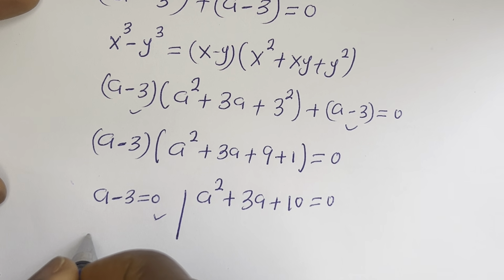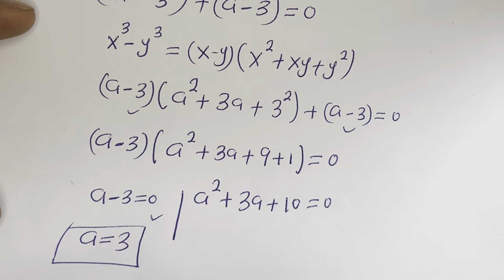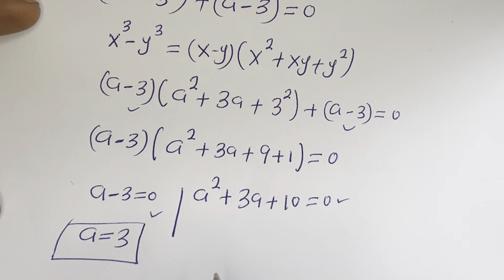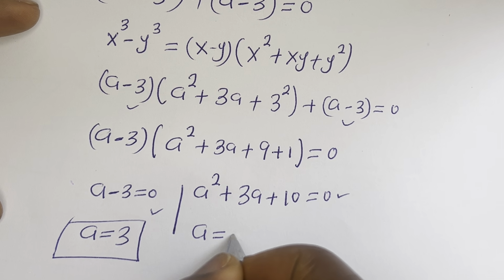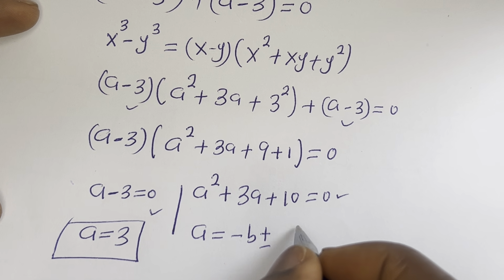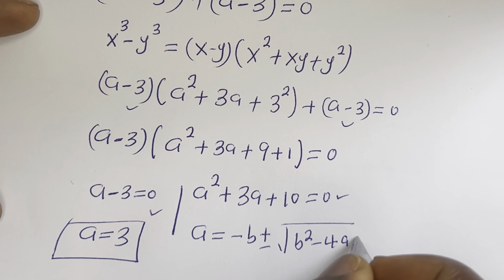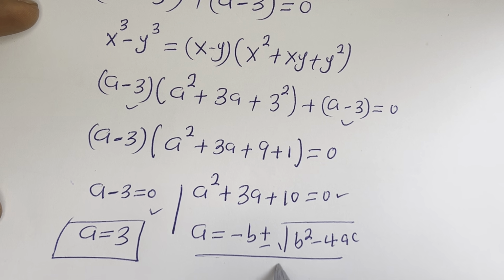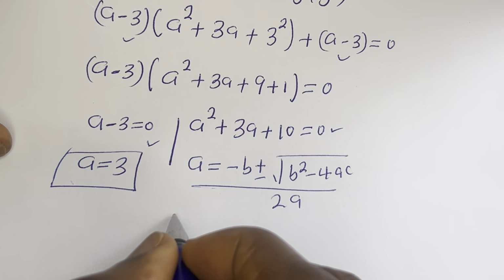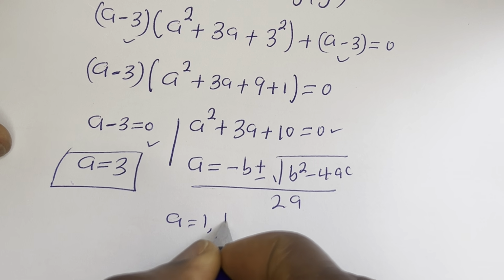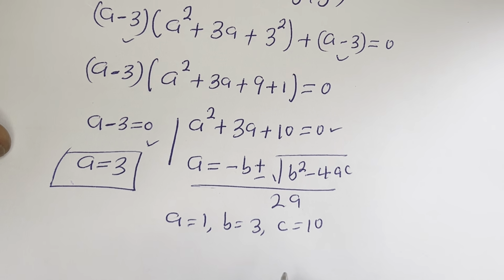Then from here, a is equal to 3. This is the first value of a. Then from here, this is a quadratic equation. Let's solve this using the quadratic general formula. a is equal to minus b plus or minus square root of b square minus 4ac over 2a. Then from this equation, a is equal to 1, b equal to 3, c is equal to 10.